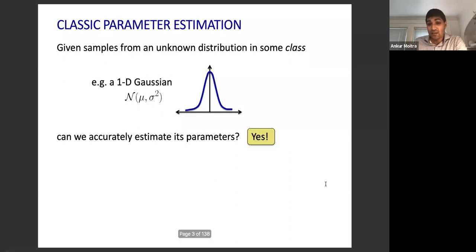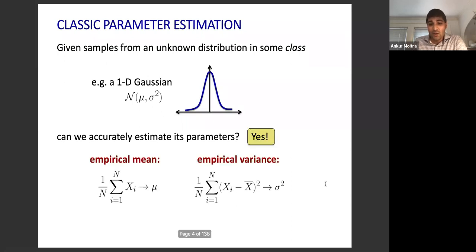The answer is, of course you can, because all you have to do is take the empirical mean. You take a bunch of samples, you take the empirical average over them, and that will converge very quickly, by the central limit theorem, to the unknown mean mu. The same thing works for the empirical variance. Here, x bar is the empirical mean, and that's going to converge very quickly to sigma squared.